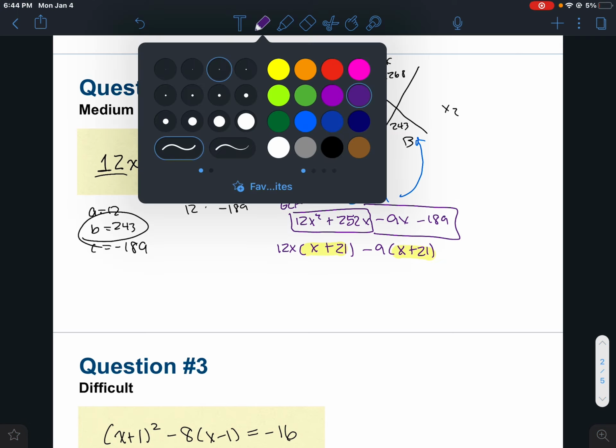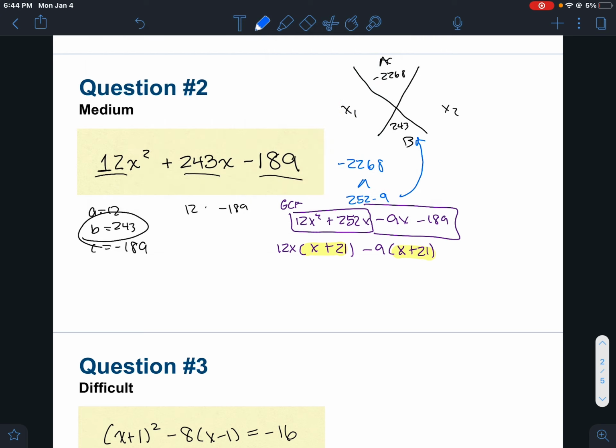So that leads us to our next step. 12x minus 9, x plus 21.